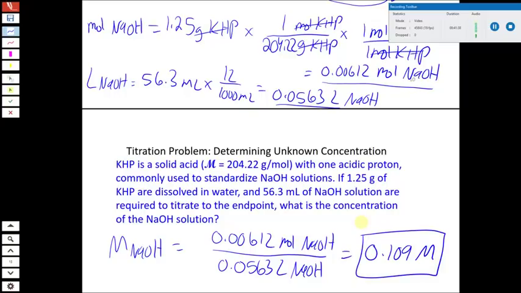All right, so that's how we use titrations to figure out unknown concentrations. So you again look at the problem, what it's asking for. If it's asking for a concentration or a molarity, we need moles of that solute. We need liters of the solution, and we divide the two to get molarity. All right, questions on that one?